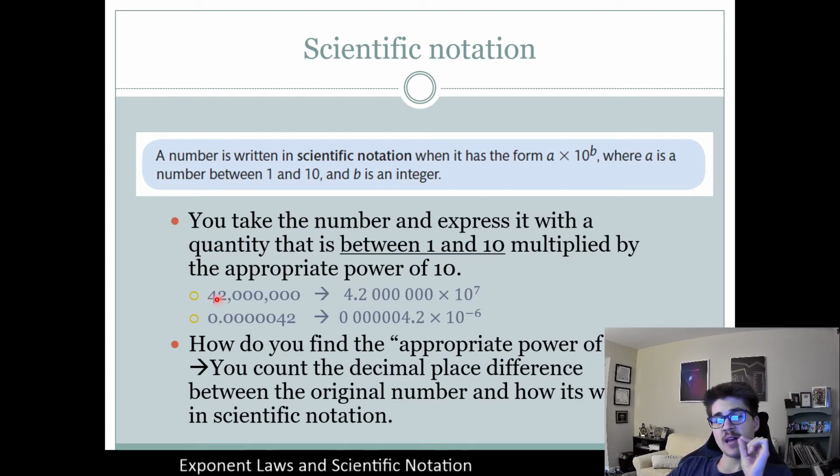So the decimal place would have to go between the first two numbers to properly be in scientific notation, because the number out front must end up between 1 and 10. So that would leave me with 4.2 times 10 to the 7th. And again, it would be times 10 to the 7th because there's 7 spaces in between there.